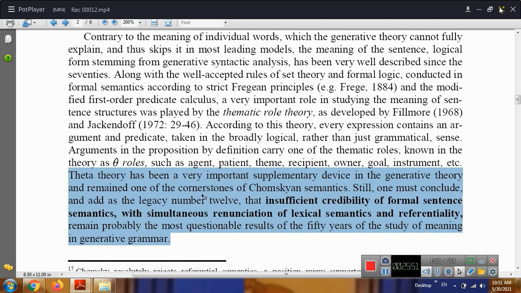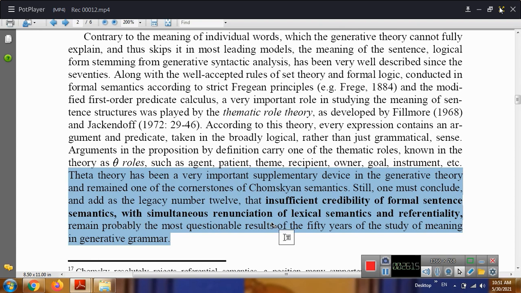Still, one must conclude and add as legacy number 12 the insufficient credibility of formal sentence semantics, with a simultaneous renunciation of lexical semantics and referentiality.